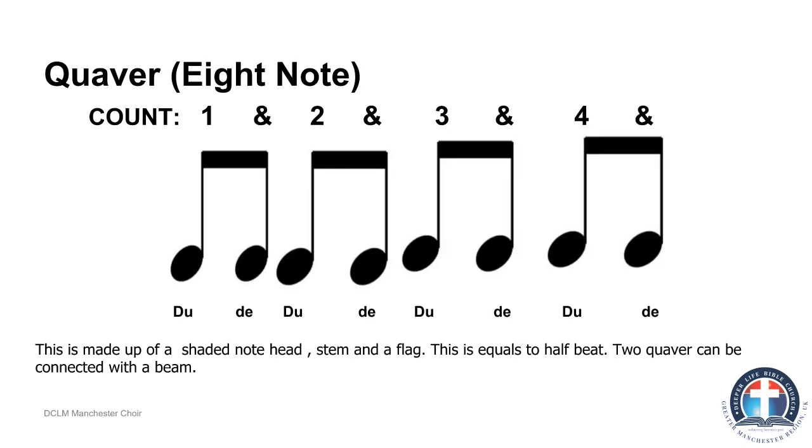The next one is called a quaver, which has a shaded head, a stem, and one flag. Count this with me. 1 and, 2 and, 3 and, 4 and. Do they, do they, do they, do they. Sound this with me again. 1 and, 2 and, 3 and, 4 and. Do they, do they, do they, do they.